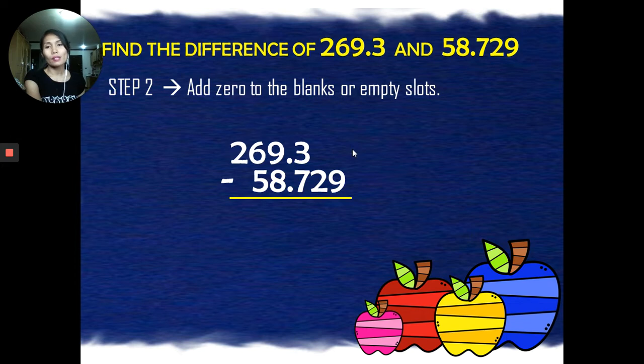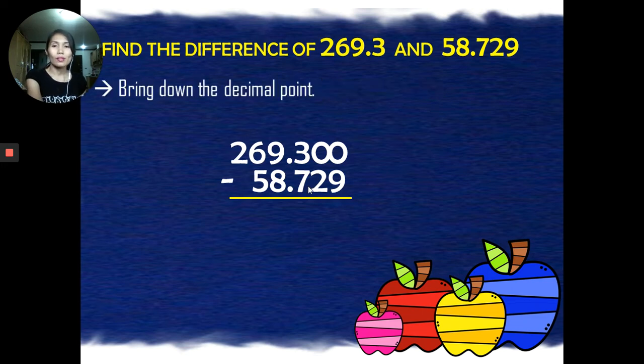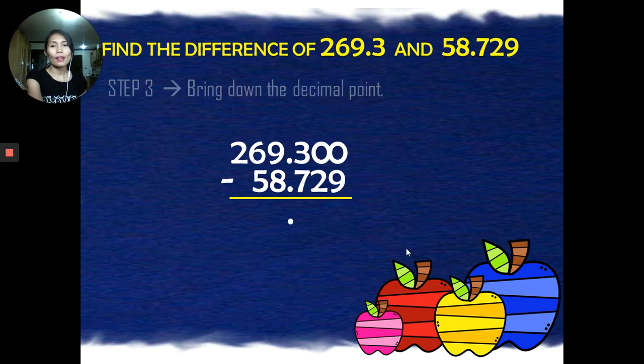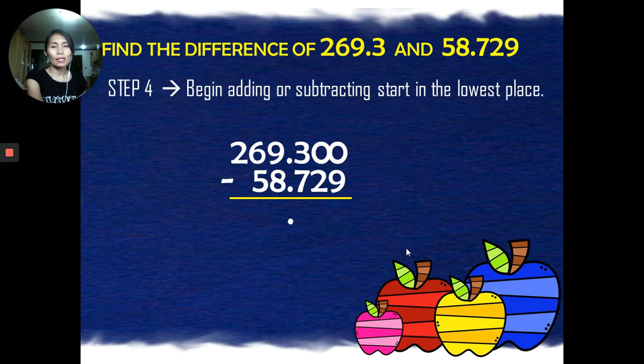Now that we got them there, let's proceed to step two. Step two is add 0 to the blanks or empty slots. Where is the empty slot? There, and there's one more. Ta-da! Okay, now it's up to you if you want to write 0 there, but if you don't write, that's not a problem. Now proceed with step 3, bring down the decimal point, there. And then step 4, begin subtracting. Start from the lowest place, thousandths place.